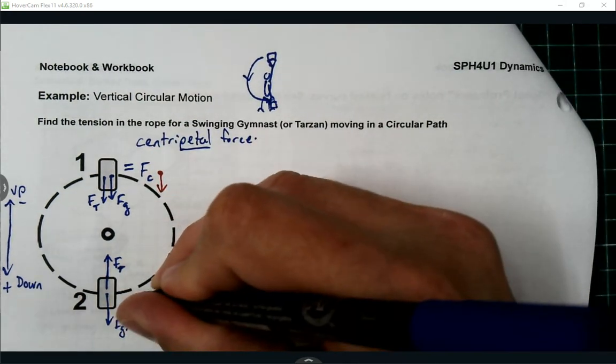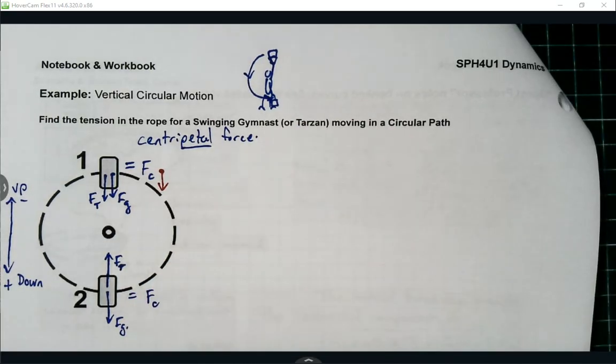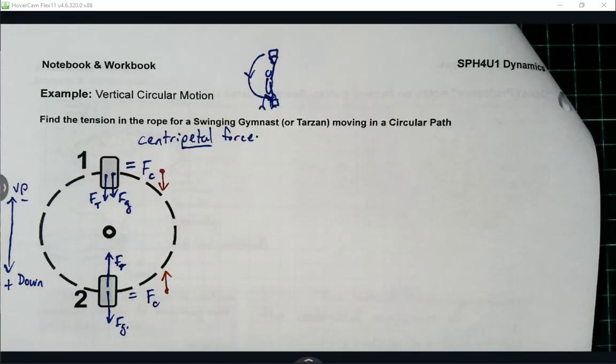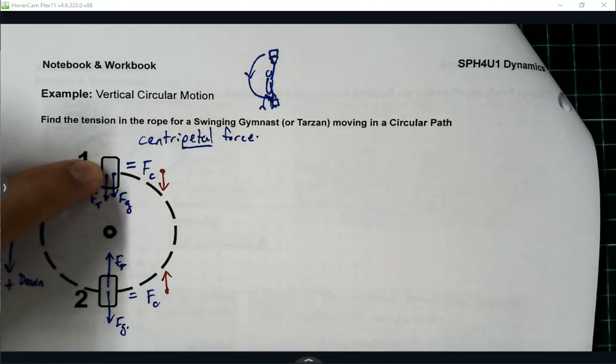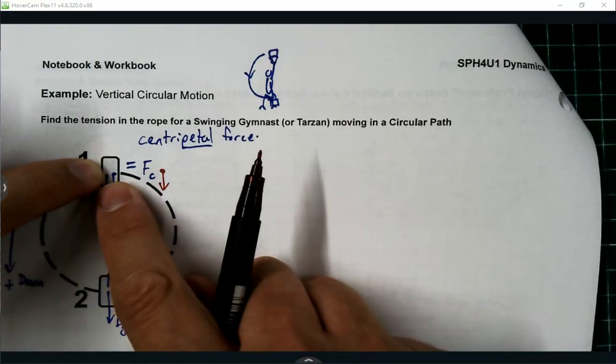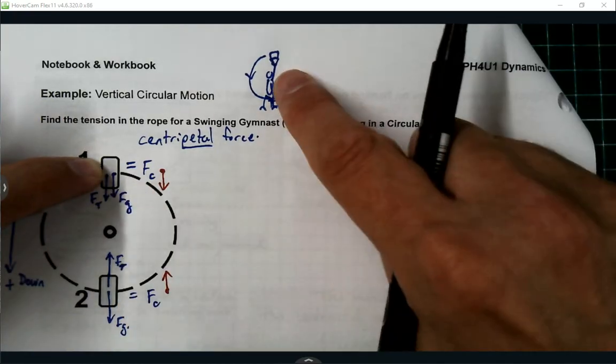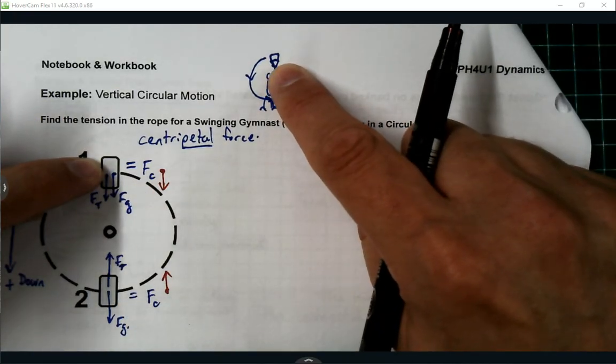And there's likewise an Fc down here that points that way, towards the center of curvature. If I think about the water or the gymnast, there is no actual force that's pushing upwards on this gymnast or on the bucket of water. What's keeping the water in the bucket, for example, is inertia.